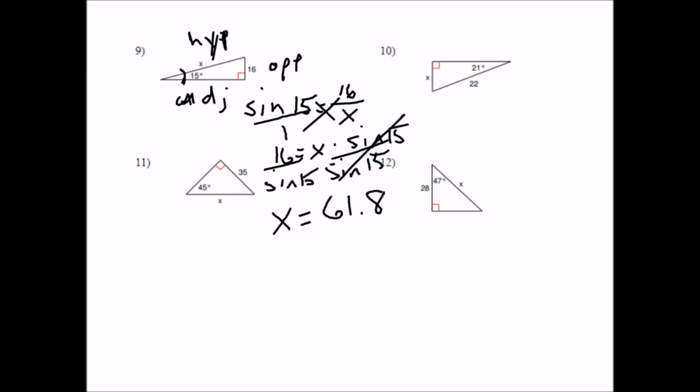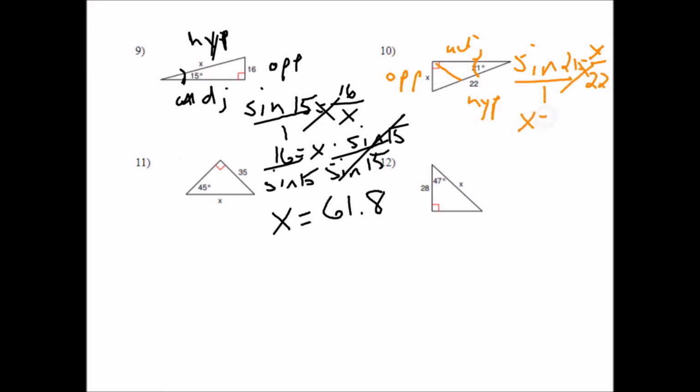All right, number 10, 21 is our reference angle. Across from the 90-degree angle is the hypotenuse. Across from the reference angle is opposite, which leaves the last side as adjacent. So what's labeled for us is our opposite and hypotenuse, so it's going to be sine again. So sine of 21 equals opposite x over hypotenuse 22.